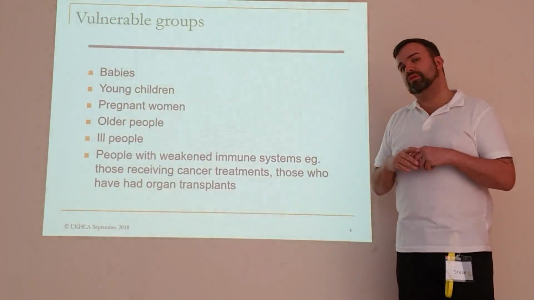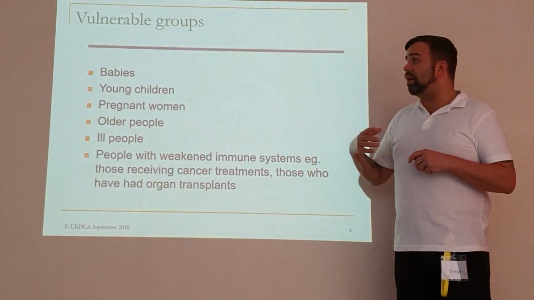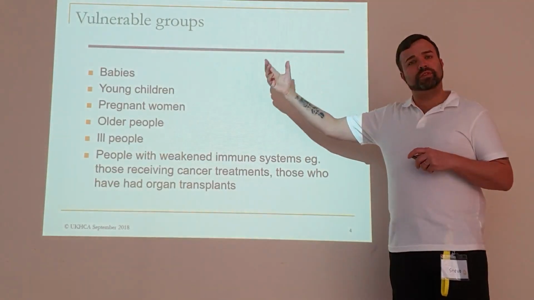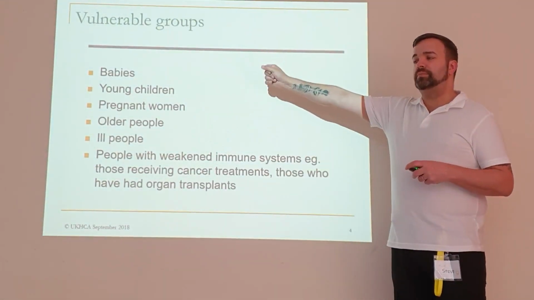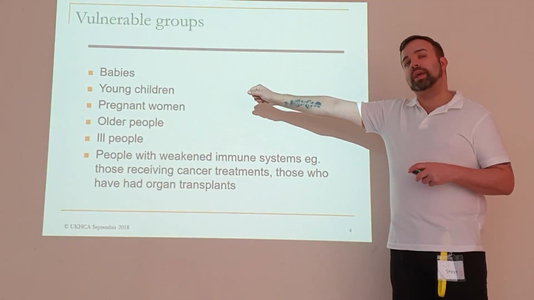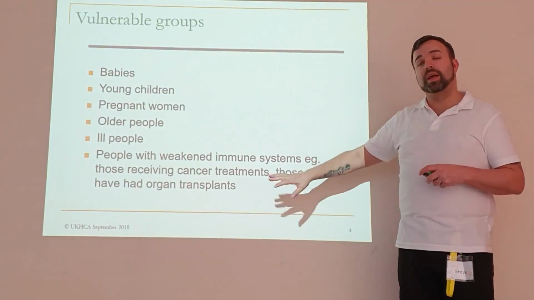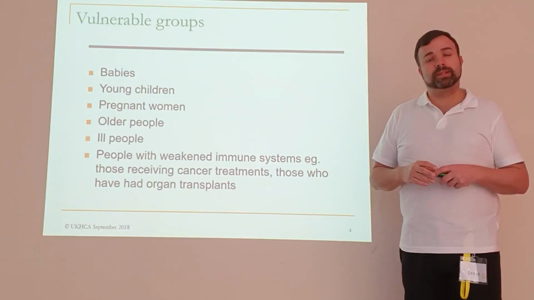So who are our vulnerable groups? Our vulnerable groups are the normal vulnerable groups in society that are susceptible to viruses and bacteria. So this includes babies, young people, pregnant women, older people, ill people, and people with weak immune systems.